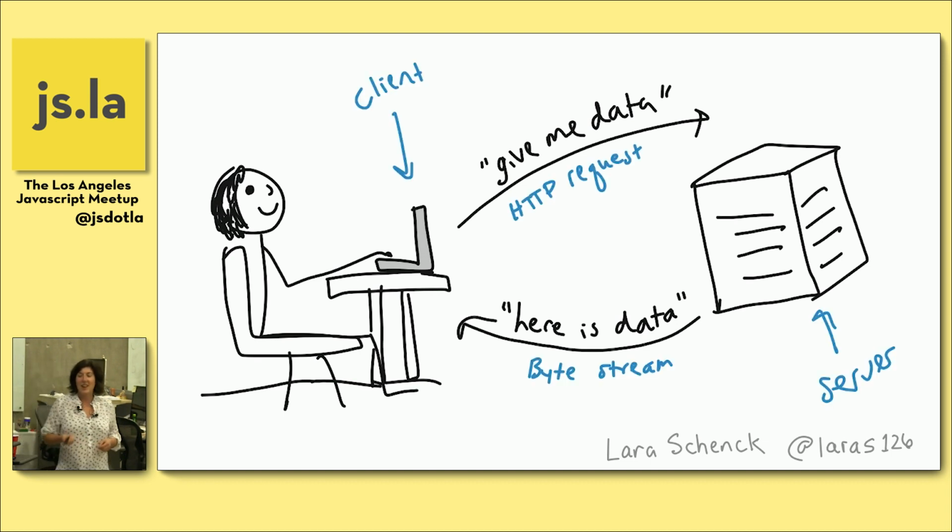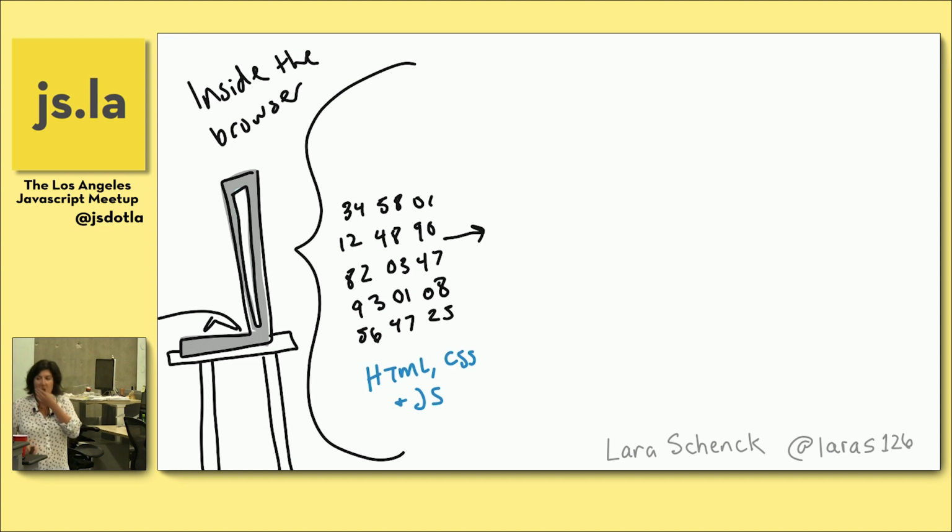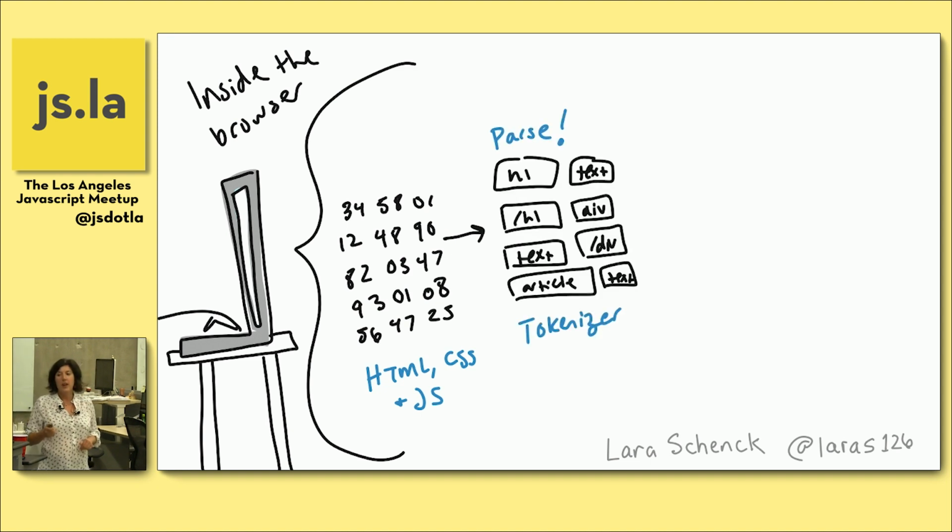So some words: client, server, HTTP request, and that response from a server is given in bytes. And those are bytes of HTML, CSS, and JavaScript code. So if we go inside the browser, we take those bytes, and those bytes are parsed into tokens. If you picture all these bytes, which stand for certain letters, the parser looks for certain combinations of characters, and then assigns meaning to those characters in the form of tokens.